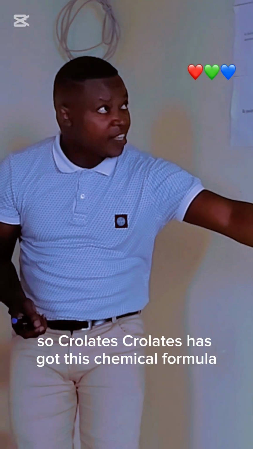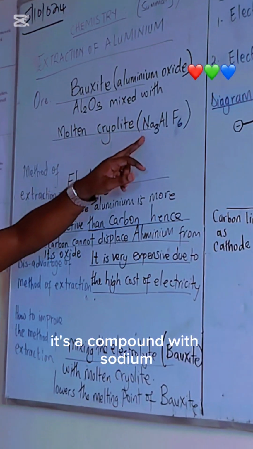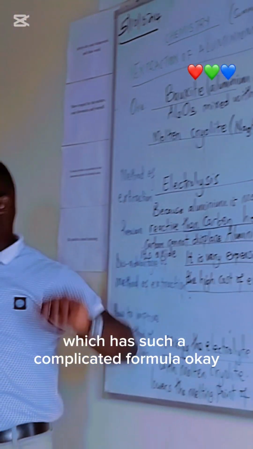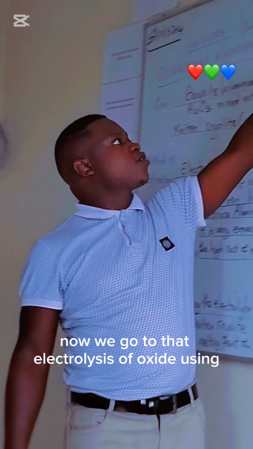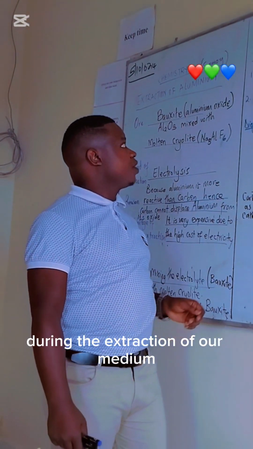okay? So chloride has got this chemical formula. It's a compound with sodium, aluminium, and fluorides. So it has such a complicated formula. Okay, now we go to the electrolysis of bauxite using during the extraction of aluminium.